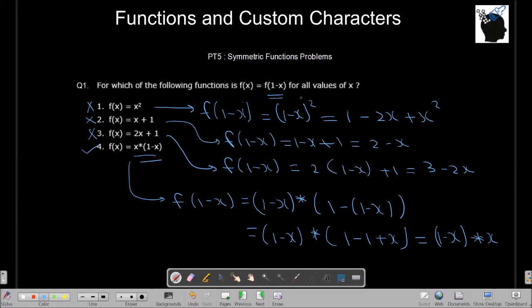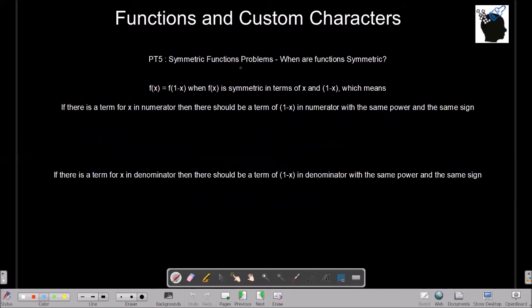Now this is a lengthy process. So let's see if there is a theory for this. So what kind of functions are symmetric? So f of x is equal to f of 1 minus x when f of x is symmetric in terms of x and 1 minus x. Let's see what I mean by symmetric in terms of x and 1 minus x. If there is a term of x in the numerator of f of x, then there should be a term of 1 minus x also in the numerator with the same power and the same sign.